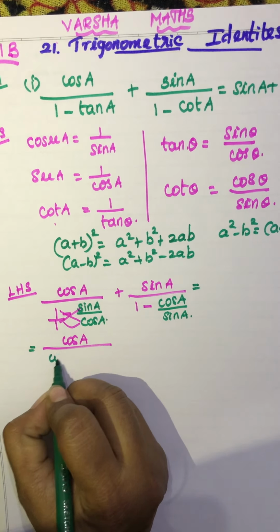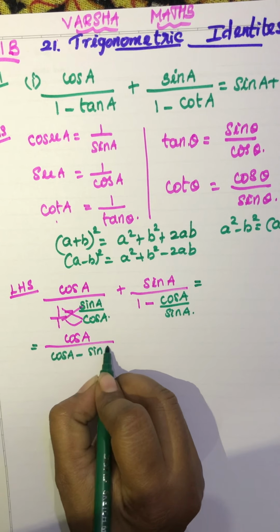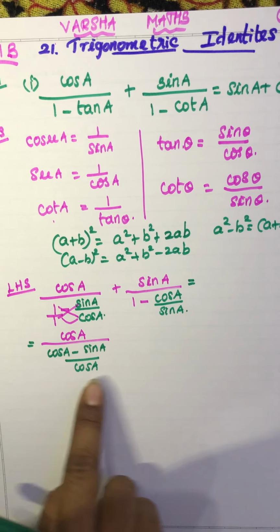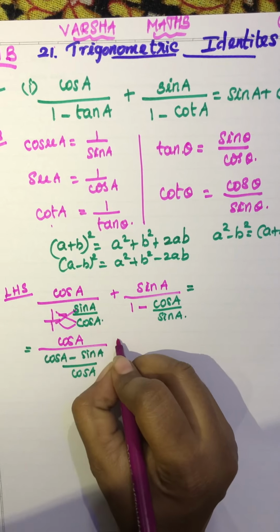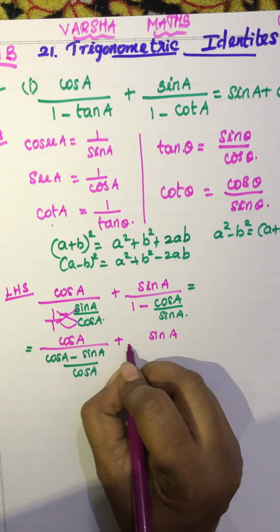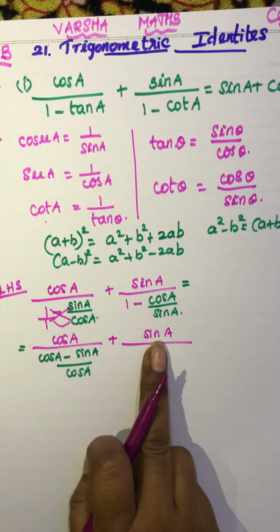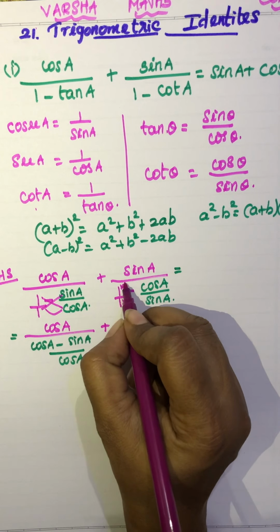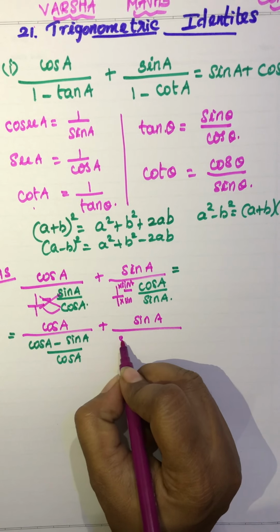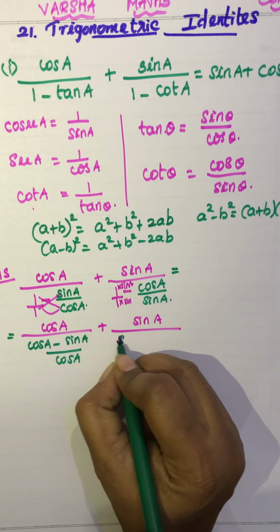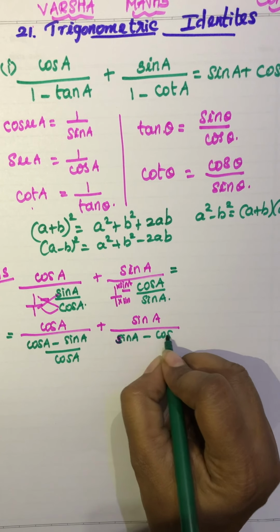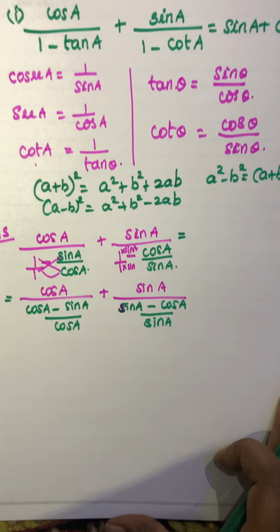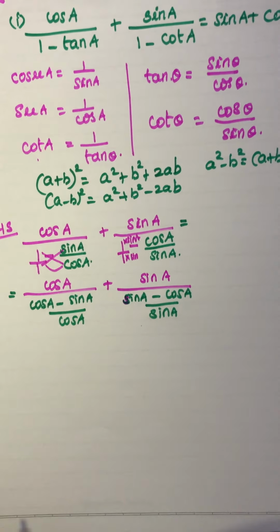Okay, so what do you get? 1 into cos A, so cos A minus sin A divided by cos A. Okay, plus sin A by, see, take the same LCM method, that is sin A into sin A. Okay, students, so this is what we get: sin A minus cos A by sin A. Okay, so do you understand this step? Yes. Okay, now what is the next step?